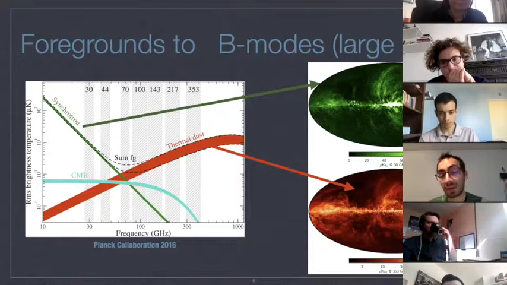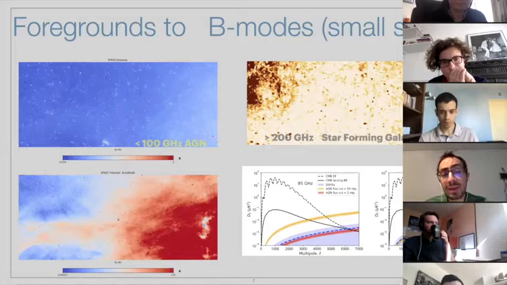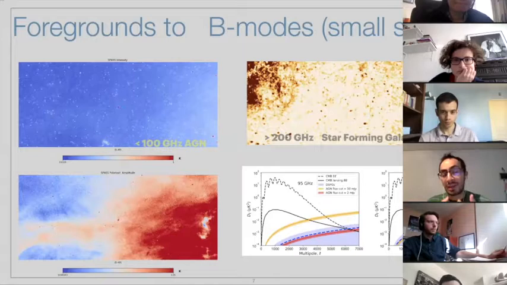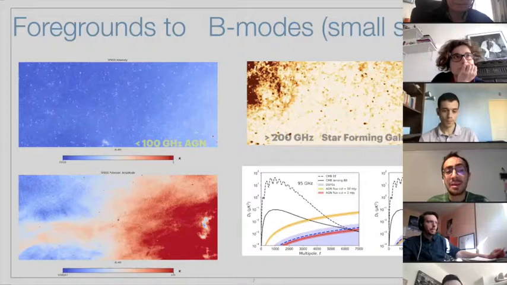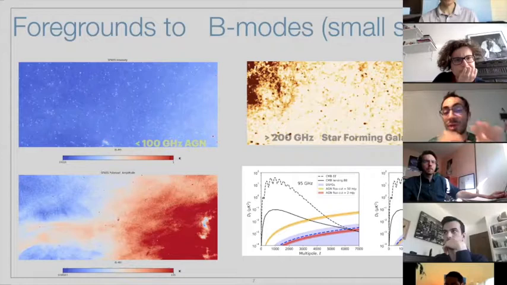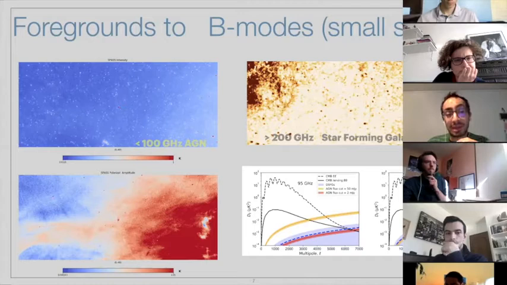At smaller angular scales, there are similarly emissions that are in our own galaxy, but essentially it is the emission coming from external extragalactic sources. So essentially below 100 gigahertz, we have synchrotron emission coming from AGN or blazars. And you see here in the left panels a map of a 2.3 gigahertz intensity survey of synchrotron. Every dot that you see in this map is essentially a radio galaxy. We are far from the galactic plane, so there are no galactic sources there.